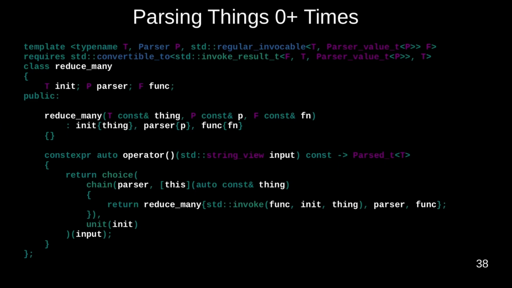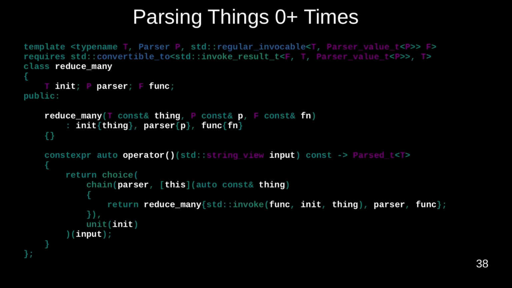And again, we can combine choice and chain here. When you give some input, we will first call the parser. We get a parsed thing. Then we pass that thing together with the initial thing into this function. So this function can combine these two, like if it's two characters, combine them into a string. And that gives us our new initial thing. And then we can recursively make a new reduce many parser from that. So this will effectively call recursively the same parser, concatenating things with our function until it fails.